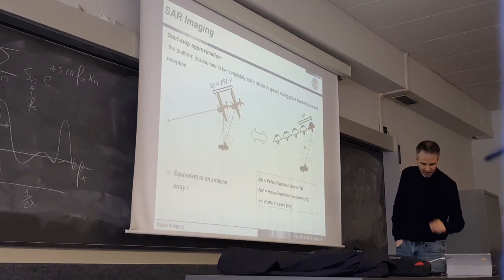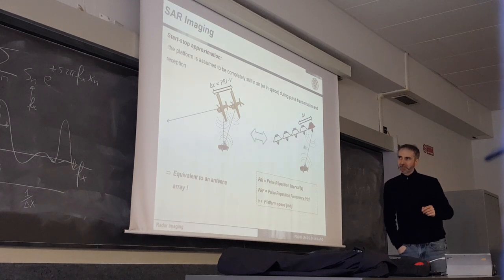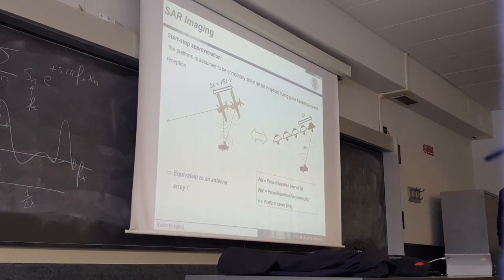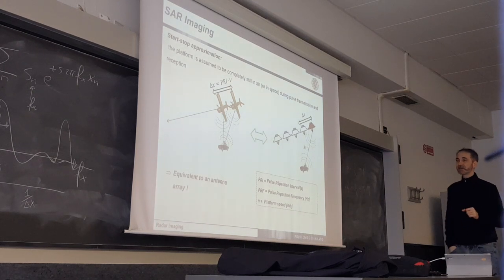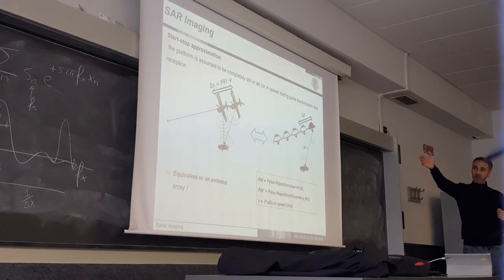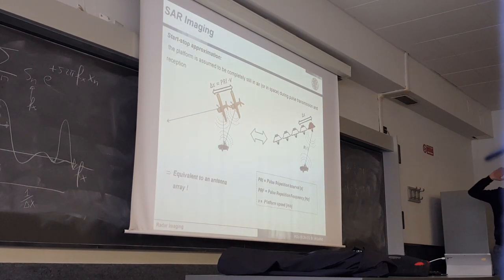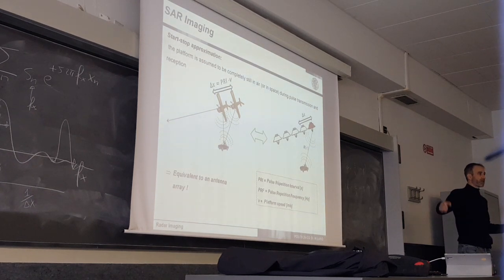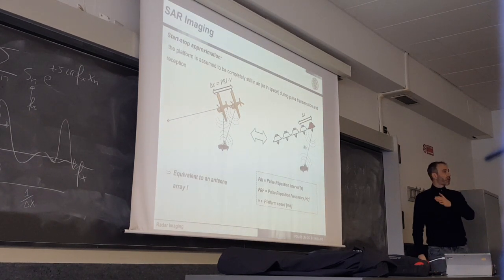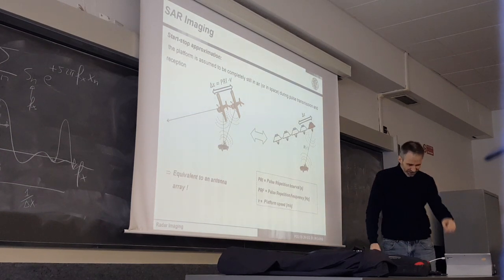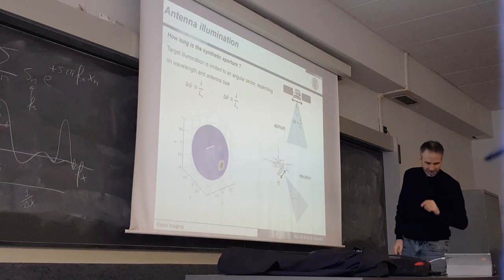Now, the real question, talking about synthetic aperture radar system, is how long is the synthetic aperture? Because based on this picture, it should be as long as the full trajectory. So if I fly for 100 kilometers, then I should have an aperture which is 100 kilometers, which is really not the case. And why?